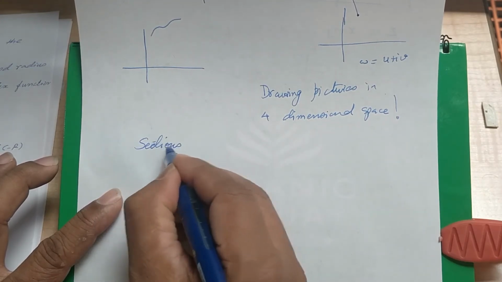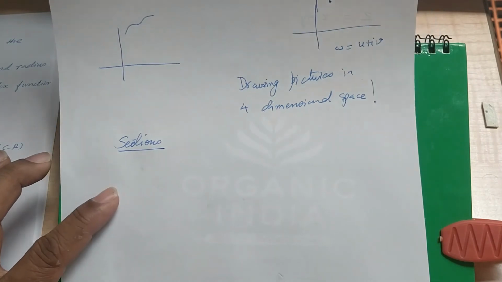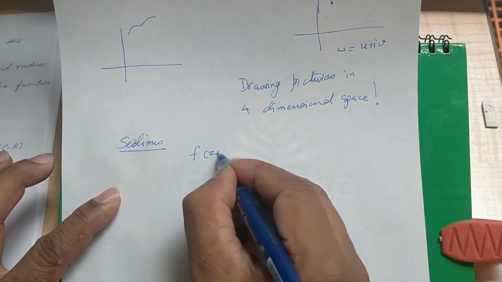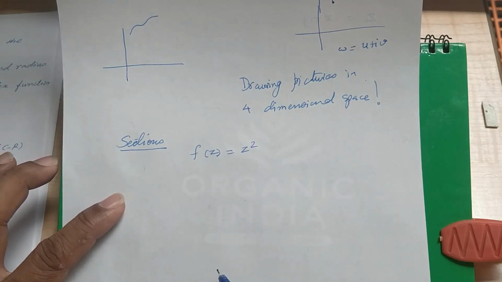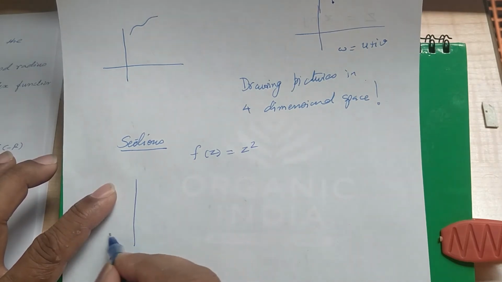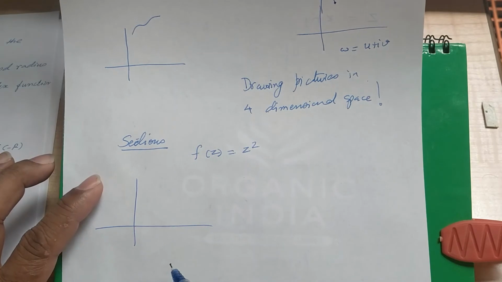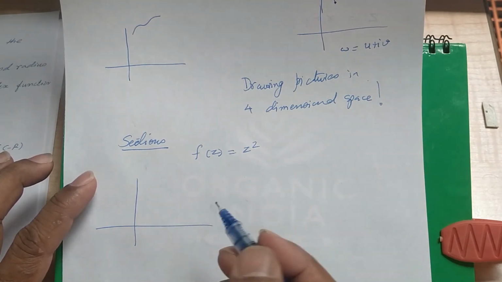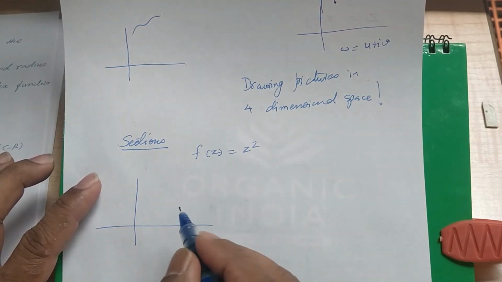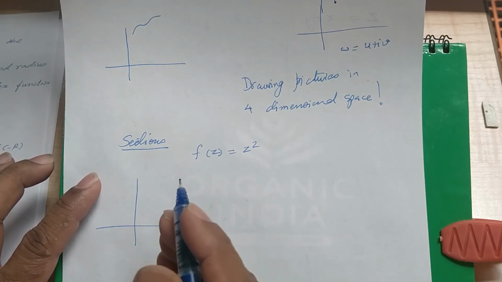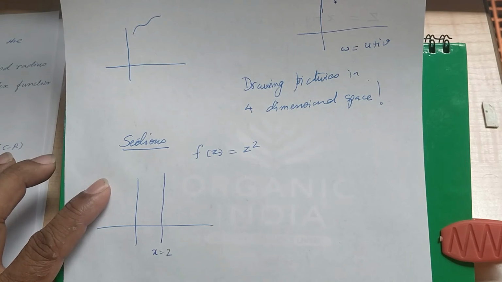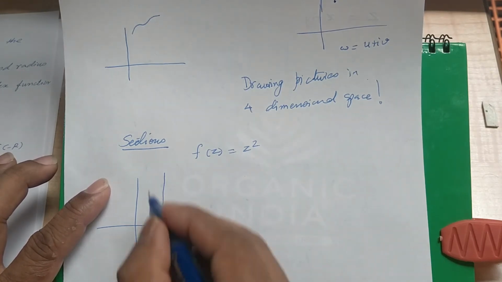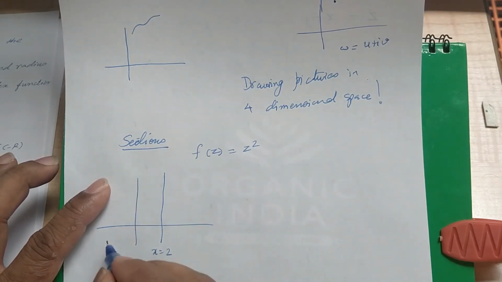So let me explain what I mean by sections of the graph. For example, if you're looking at f of z equal to z squared, I cannot plot this entire function, so I can think of looking at the graphs of some of the sections. For example, I can fix x equal to 2, and x equal to 2 is a line in the domain. So in the z plane we are looking at x equal to 2.